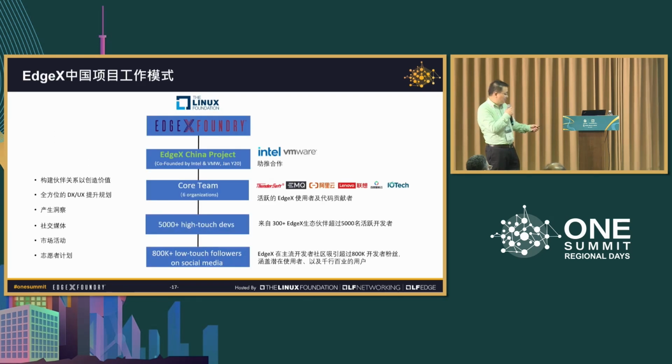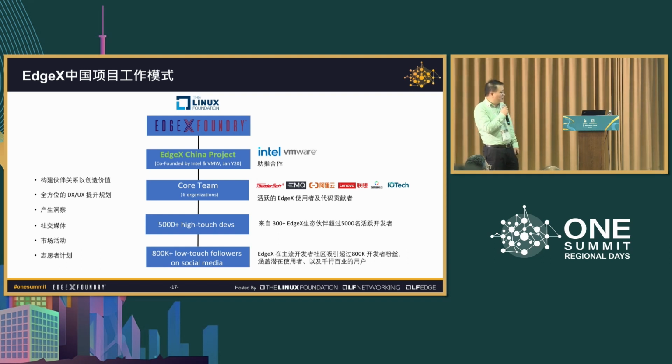Here is the EdgeX project update. The EdgeX China project was co-founded by Intel and VMware with 6 core team members: Sunsoft, EMQ, Alibaba Cloud, Lenovo, Baidu Cloud, and IoTech. Nowadays it has become one of the largest edge computing communities in China with 5,000 high-touch developers, and many social media channels like WeChat, CSDN, Bilibili, and the China version of TikTok.